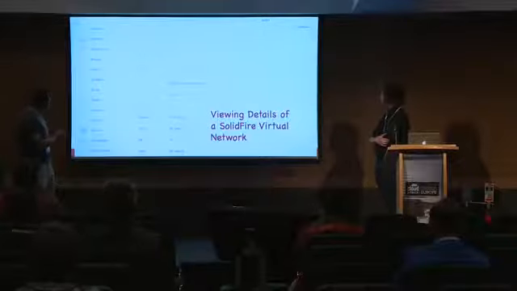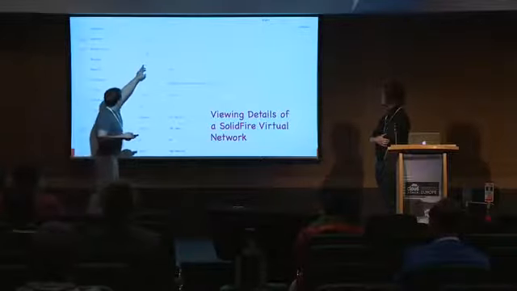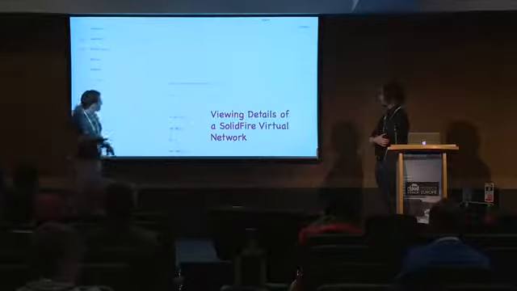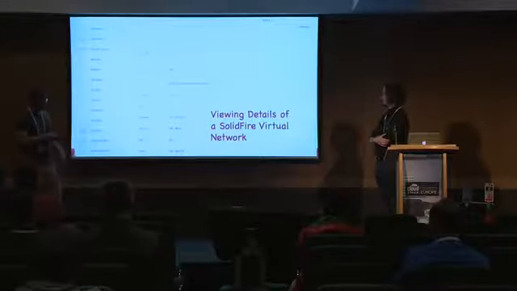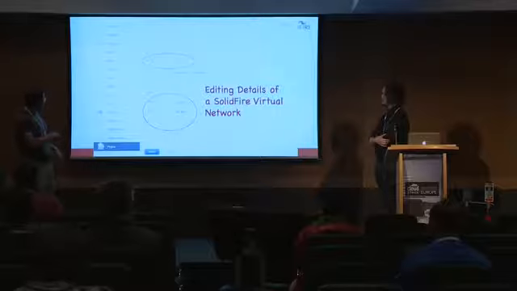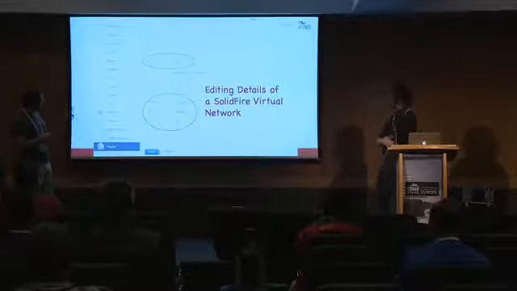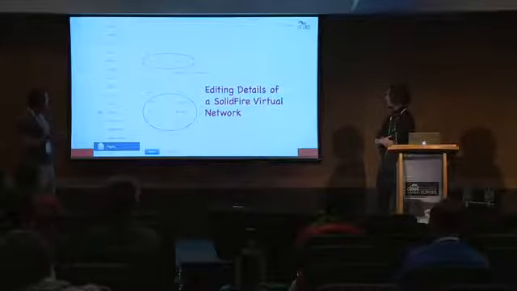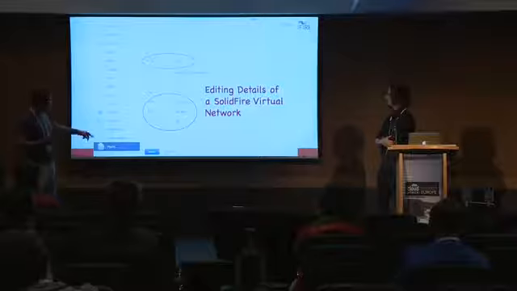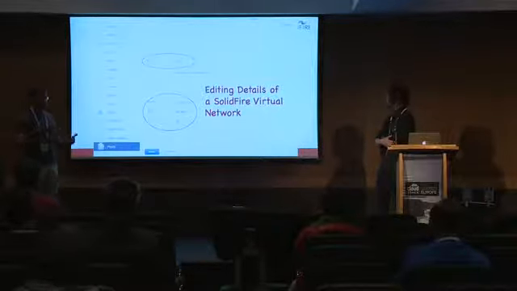All right, so then we can of course go ahead and delete or edit this virtual network. We're going to go ahead and edit it. And again, you can't really see the text field here, but the areas that I've circled are the areas that you can actually edit. You can change the name of the VLAN, you can change the net mask, things like that. Hit the apply button, actually make that take place on the SolidFire system, and away you go.